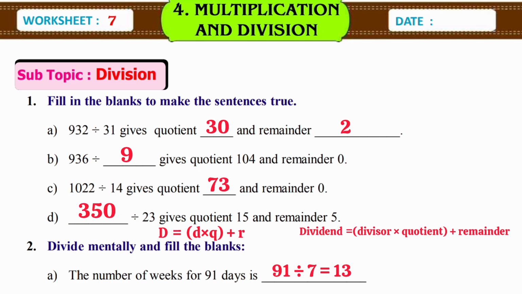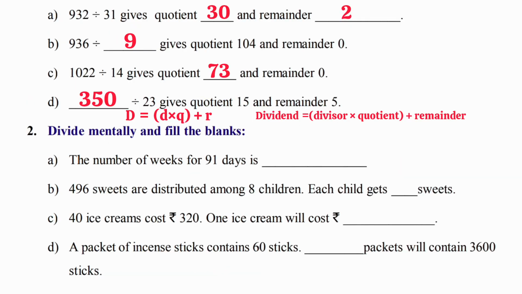If you don't know, I'll write the formula here. Dividend equals divisor times quotient plus remainder. If you know this formula, then only you will get the answer for this type of questions. Okay, got it? Let's move on to the second Roman, which is divide mentally and fill the table.